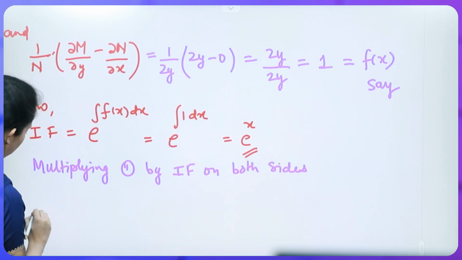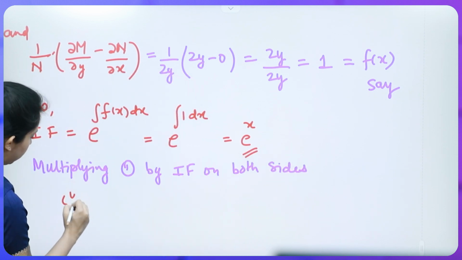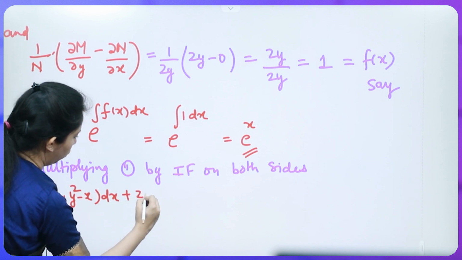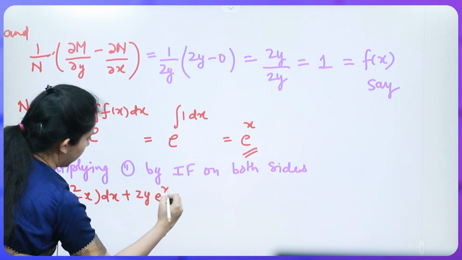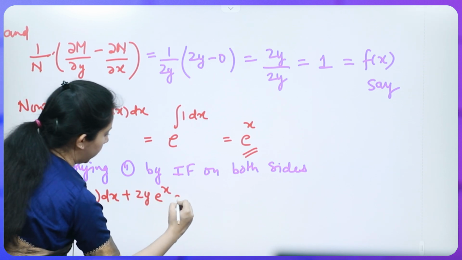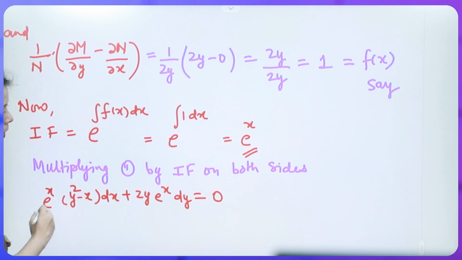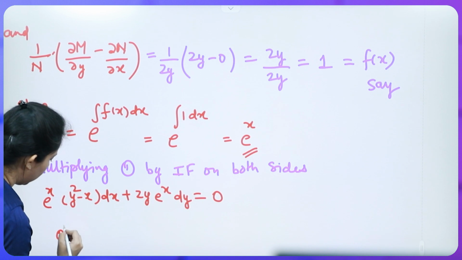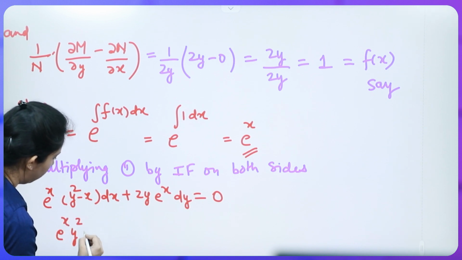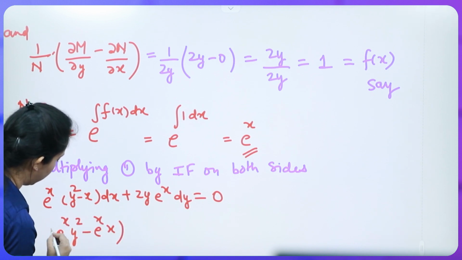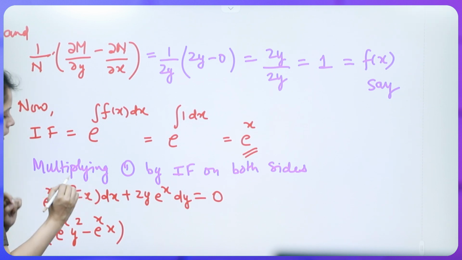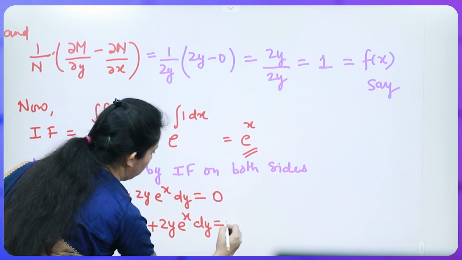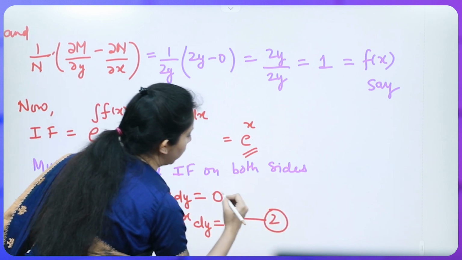So, equation number 1 was (y² - x) dx + 2y dy = 0, and we are multiplying it with e^x on both sides. 0 into e^x is 0 only. So, now we can simplify this and write it as e^x (y² - x) dx, we are simply multiplying this e^x within the bracket, plus 2y e^x dy is equal to 0. We can mark this as equation number 2.